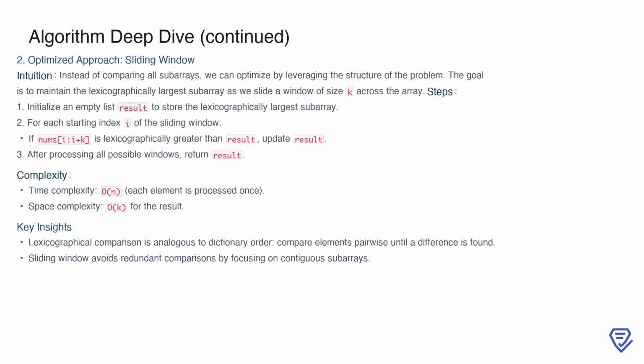We start by initializing an empty list, result, to store the largest subarray. For each possible starting index of the sliding window, we extract the subarray of length k and compare it to the current result. If the new subarray is larger, we update result. By the end of the iteration, result contains the largest subarray. The time complexity of this method is O(n), as we process each element at most once, and the space complexity is O(k), to store the result. This optimized approach is faster and more suitable for larger inputs.